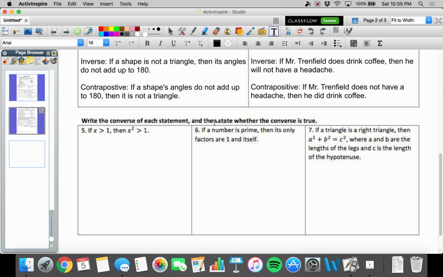So, write the converse of each statement and then state whether the converse is true. This is a really important part of math. So we have a lot of theorems in math that are true in one direction, but then their converses are not true. So if x is greater than 1, then x squared is greater than 1. So the converse would be if x squared is greater than 1, then x is greater than 1.